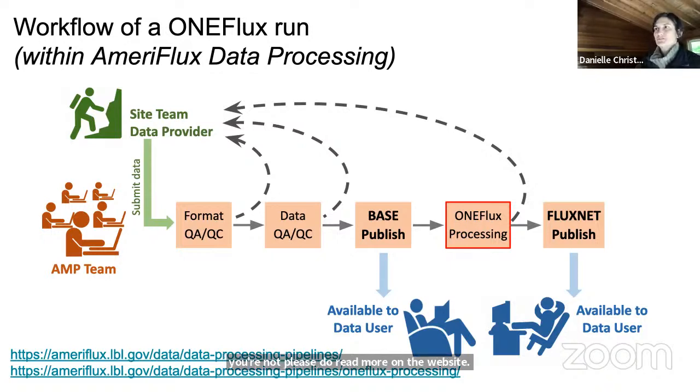So when you submit data to us, as a reminder, we do a format check to make sure you're complying with the FPN standard. When your data pass that check, we then go on to the data QA/QC check, where we look through your entire data record and resolve any issues that are necessary, working with you. And then once that's done, your data then become available as the AmeriFlux base data product. But the majority of what we're going to talk about here today is what needs to happen to get your site through this ONEFlux processing step, so that then your site will have a FLUXNET data product available to users.